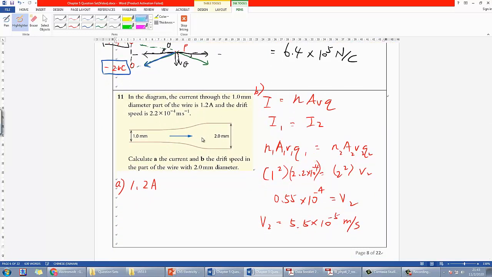Question 11 is a good question that helps you revise the idea of current in the microscopic view, that means with this equation. Part A, actually I like part A very much because it's trolling. It's asking you the current when they've given you that the current earlier was 1.2 A. So what is the current at this position? The answer is still 1.2 A, and that is again something I explained in the previous video. You should know that the current remains the same.